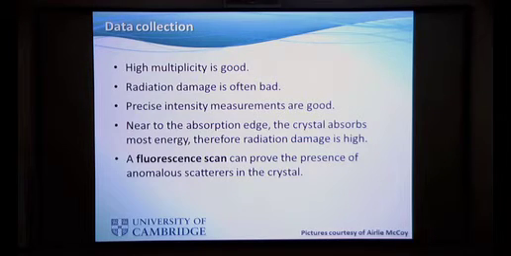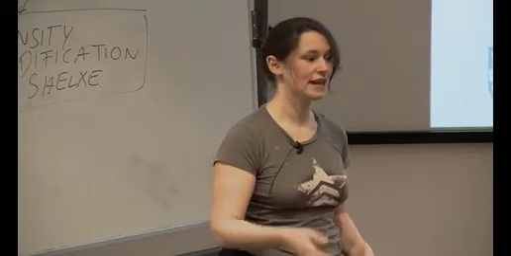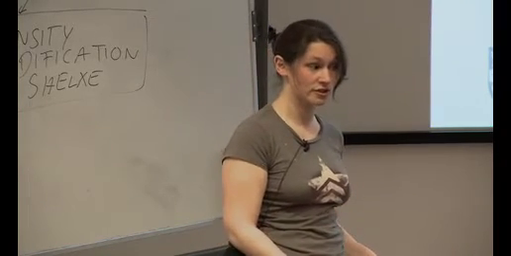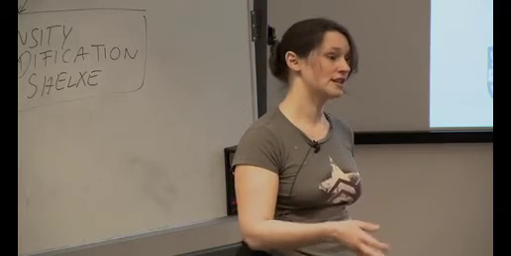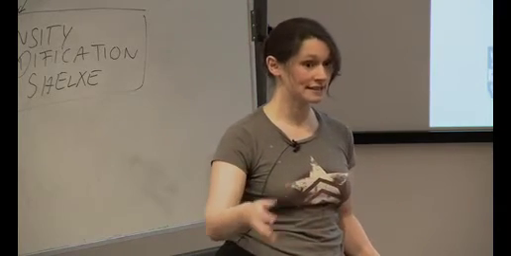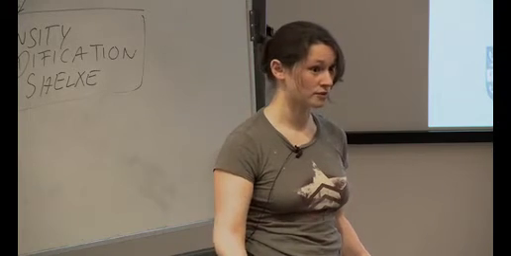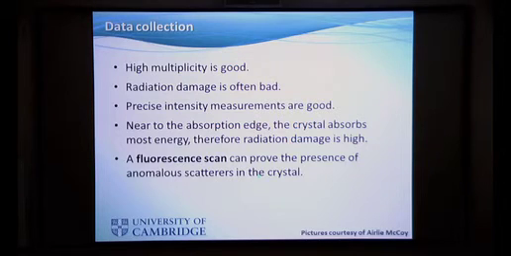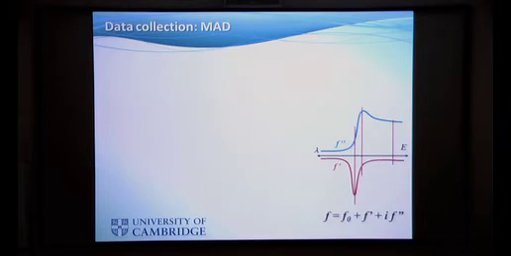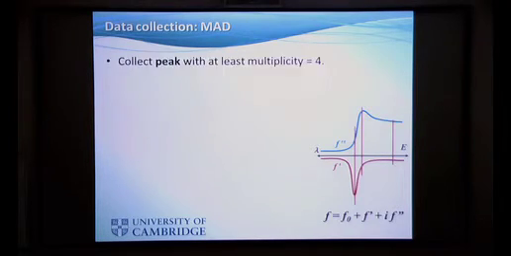Near the absorption edge, the crystal will absorb the most energy. It's called the absorption edge, right? So consequently, radiation damage will be maximized. And if you have previously collected a native data set at a more inconspicuous wavelength, the radiation damage you observed there will not necessarily apply to the wavelengths you are now using. A fluorescence scan can prove the presence of anomalous scatterers in the crystal, and you can often do it before you measure. It will also give you an idea of F' and F''.